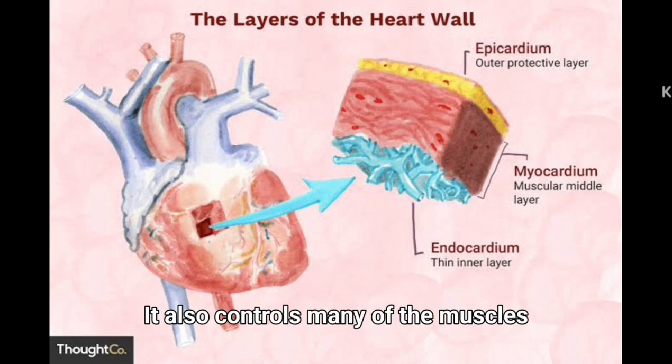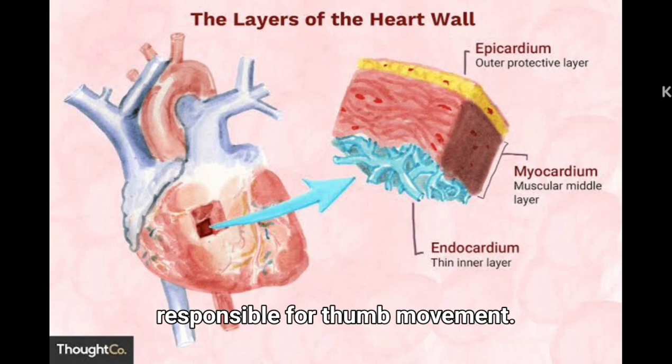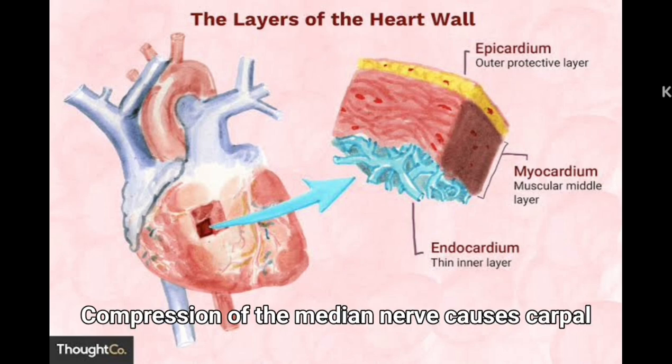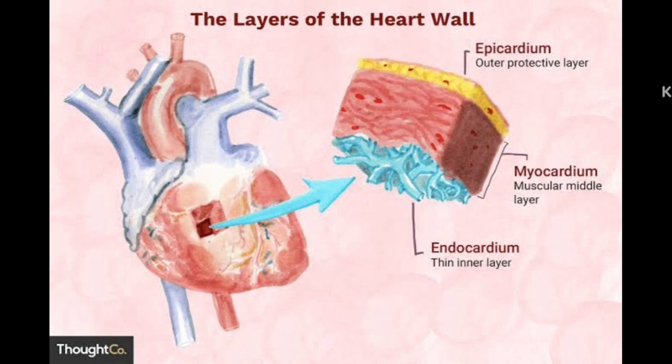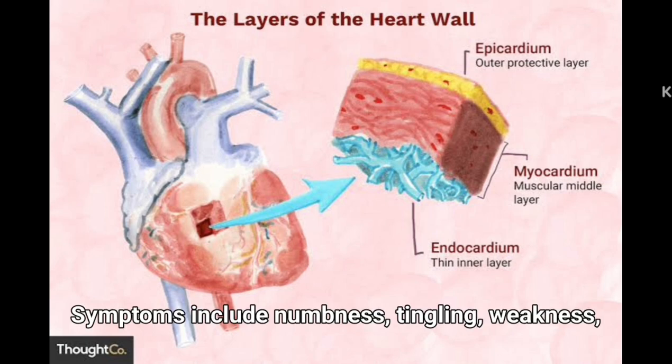It also controls many of the muscles responsible for thumb movement. Compression of the median nerve causes carpal tunnel syndrome, one of the most common nerve disorders affecting the hand. Symptoms include numbness, tingling, weakness, and pain.